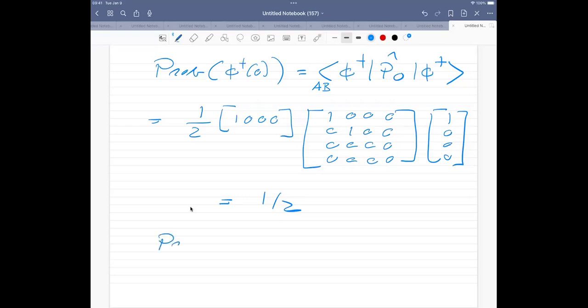Then you can do the same with the probability of phi plus 1. And in that case, you will also find, when you set up this matrix M1, that this is equal to 1/2. So I leave that as a small exercise to you guys.